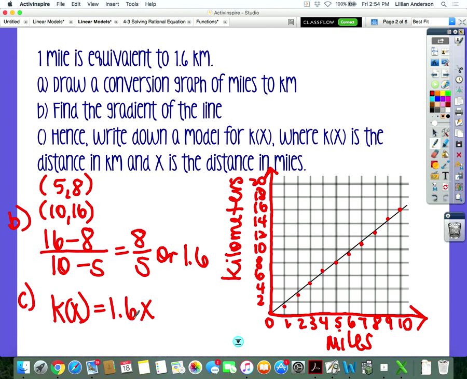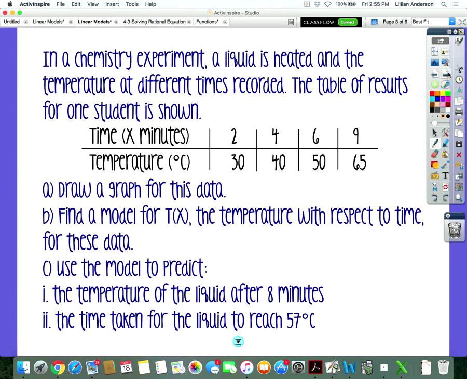I could do the other way too. I could ask you, okay, well, 800 kilometers is how many miles? In that case, you would plug in 800 here, and then you would solve for x by dividing, because x is the miles. That's what we're looking for. You see how you use the models to do follow-up questions? Okay, let's look at the next one.